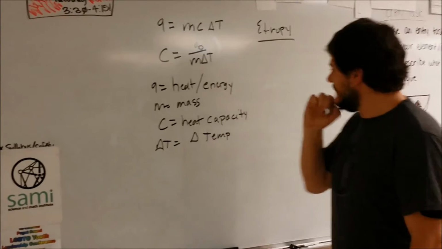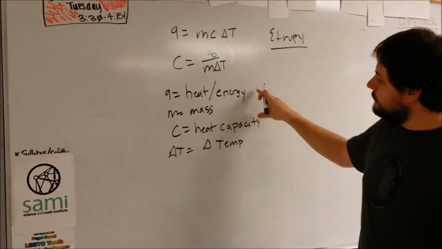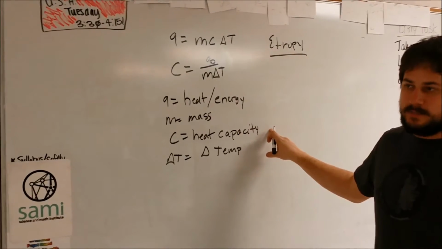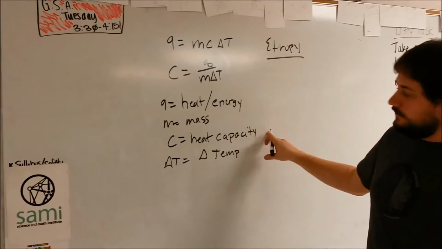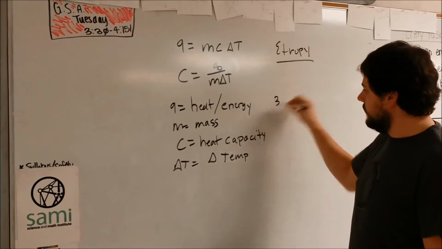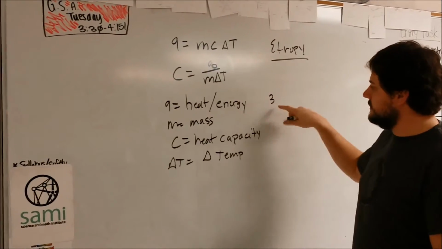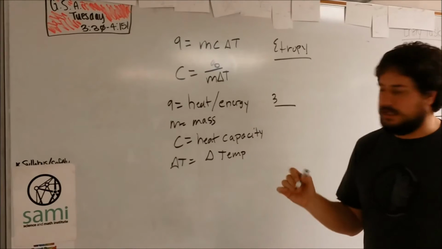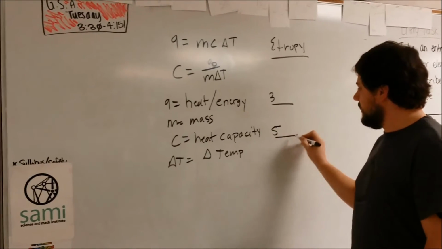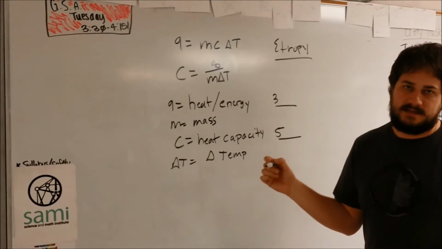A couple of things to note. The heat, or the amount of energy in a system, is what Q is representing. The heat capacity is the amount of heat that an object can take. So, for example, let's make up a number: we could say this has 3 units of energy in it, whereas the heat capacity could be something like 5, so that means you could add heat all the way up to 5.